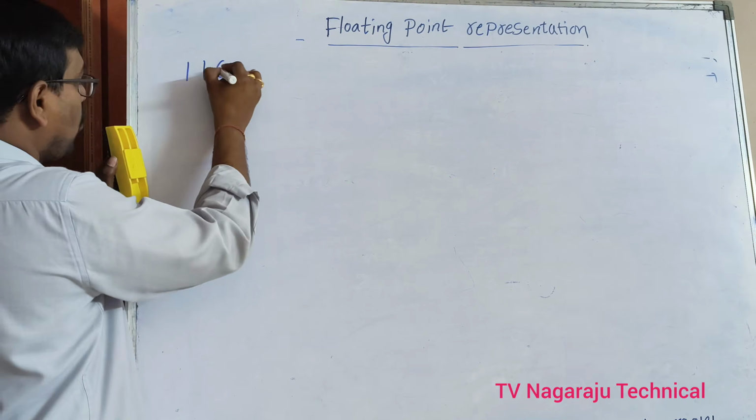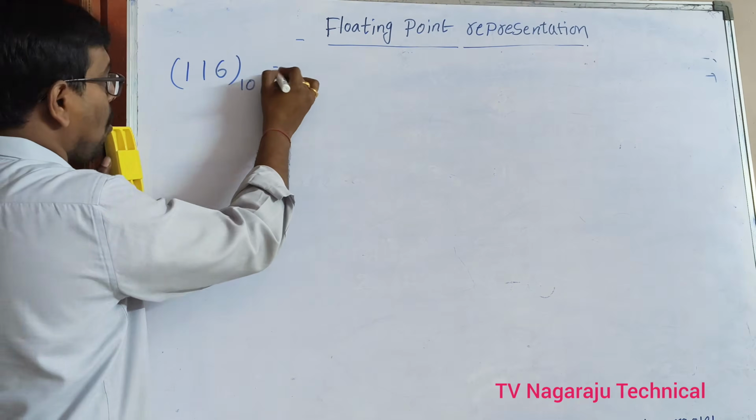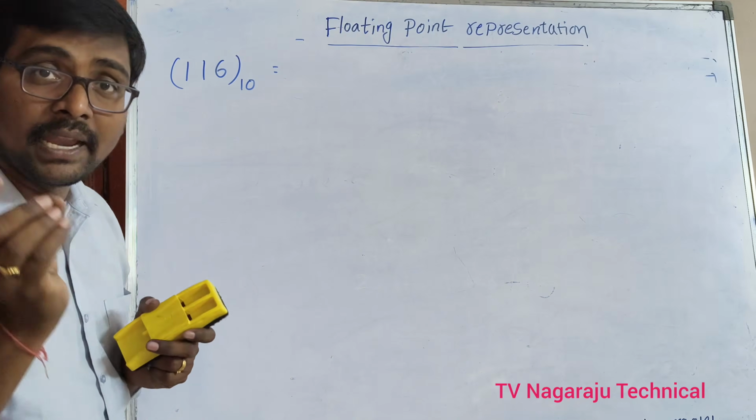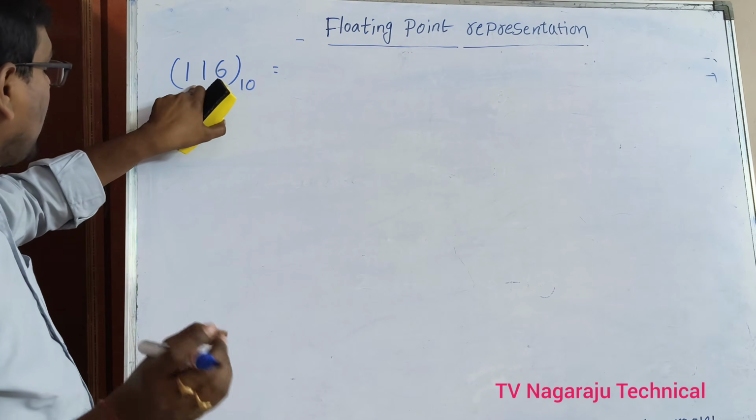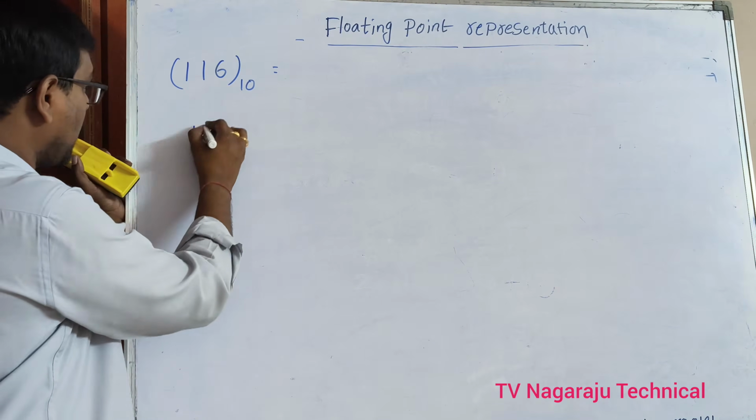Consider the number 116 with base 10. What is the first step? Convert the number into binary. So we already know the conversion of 116 into binary.